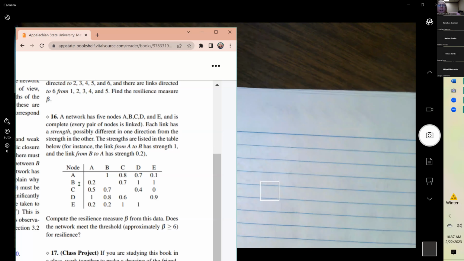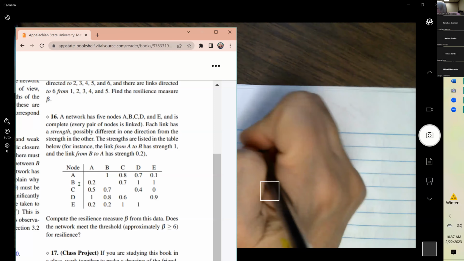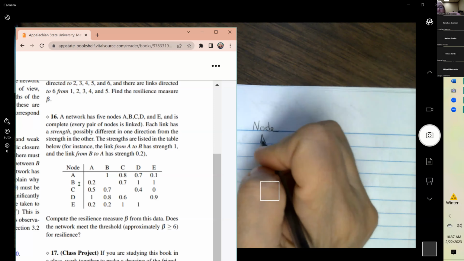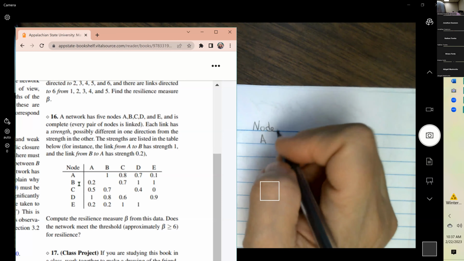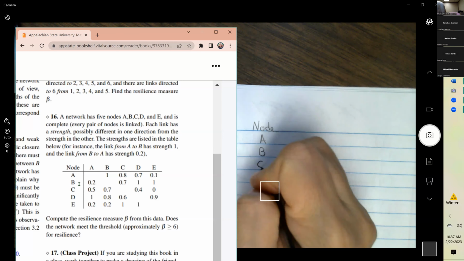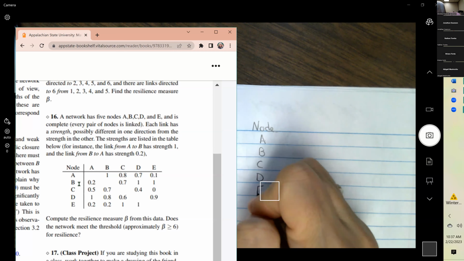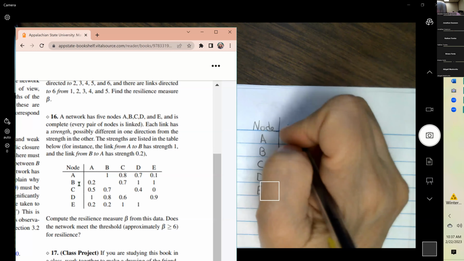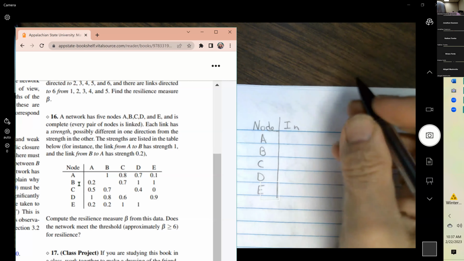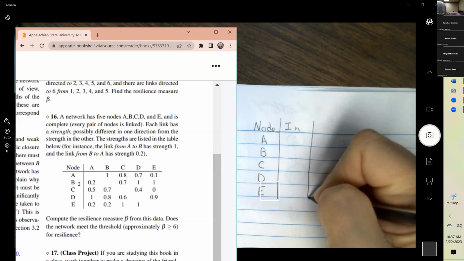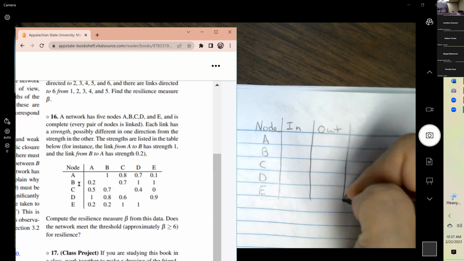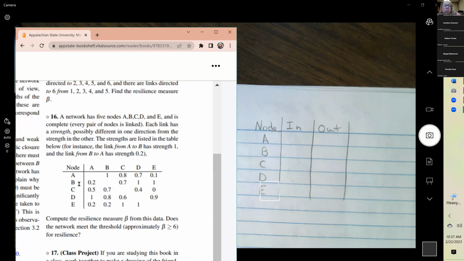So when you're putting your table together, the first thing you do is your node. And they are A through E. And then we have in, out, and I forget what they called the other one.